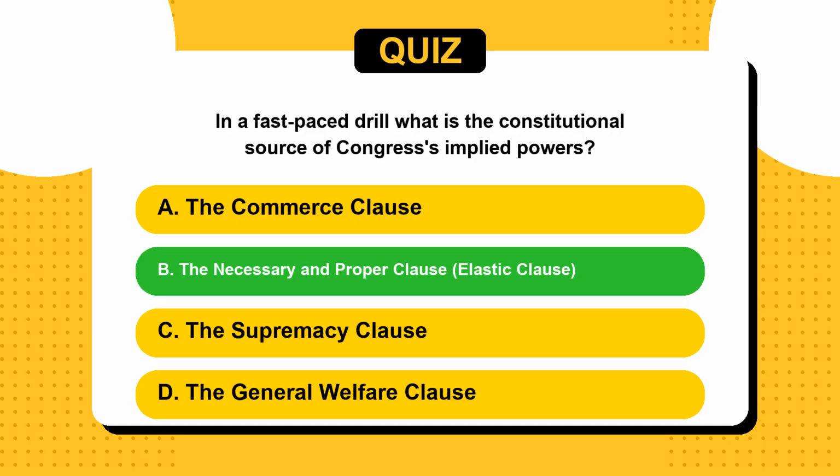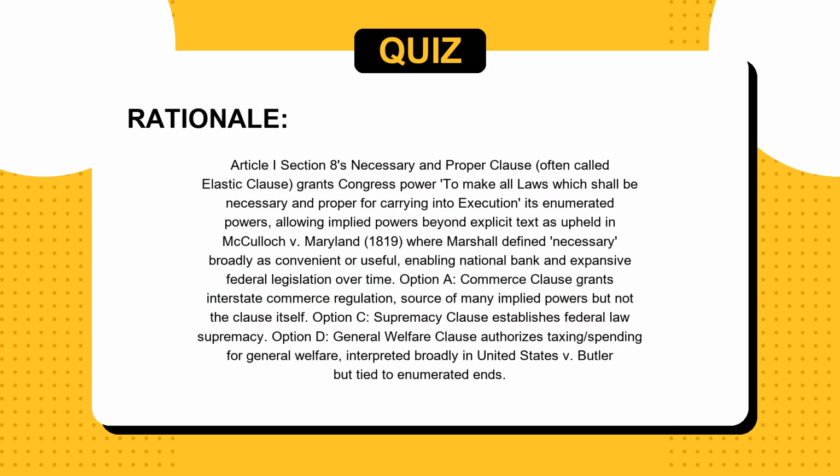The answer is B. Article 1, Section 8's Necessary and Proper Clause, often called Elastic Clause, grants Congress power to make all laws which shall be necessary and proper for carrying into execution its enumerated powers, allowing implied powers beyond explicit text as upheld in McCulloch v. Maryland, 1819, where Marshall defined necessary broadly as convenient or useful, enabling national bank and expansive federal legislation over time.